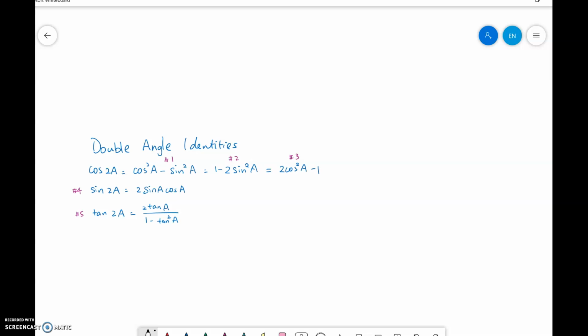We have three formulas for the cosine of 2a. The first one is cosine squared of a minus sine squared of a. The second one is 1 minus 2 times sine squared of a. The third one is 2 times cosine squared a minus 1. We have one formula for sine of 2a, which is 2 times sine of a times cosine of a. The last one is tangent of 2a, which is 2 times tangent of a over 1 minus tangent squared of a.